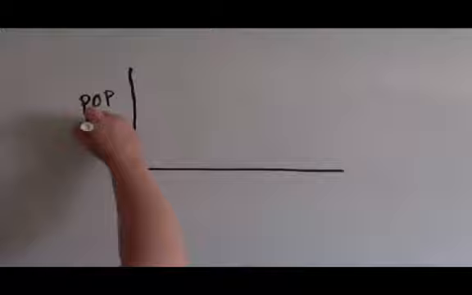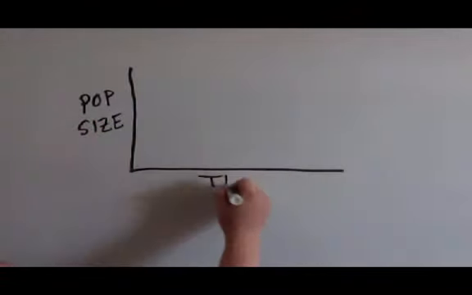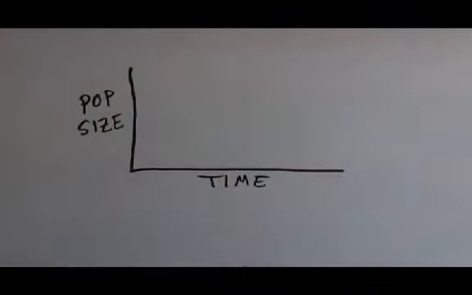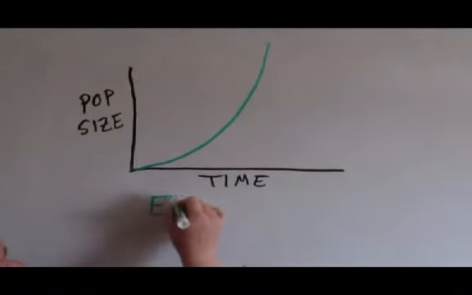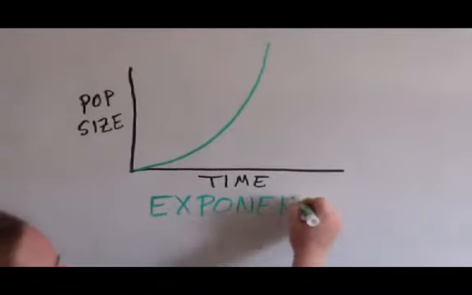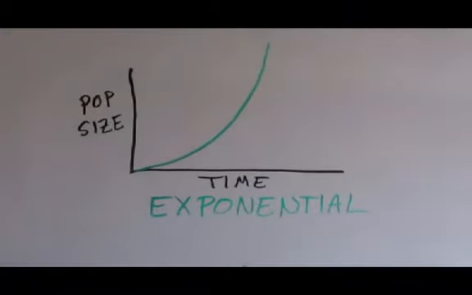Let's start out by taking a look at different types of growth rates and growth curves. Here's a chart showing population size on the y-axis and time on the x-axis. The first growth rate we'll look at is exponential. This is when the population grows at a rate proportional to the size of the population, even as the size of the population itself increases. This is what we see with human population.